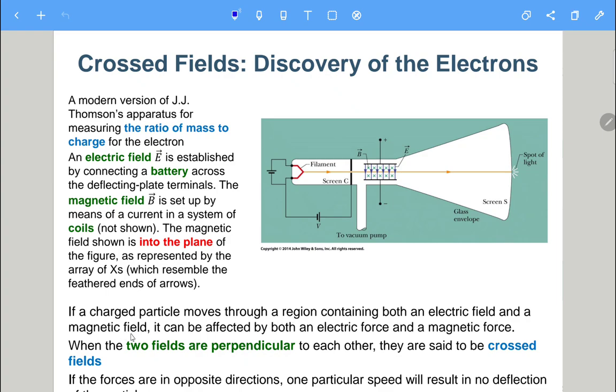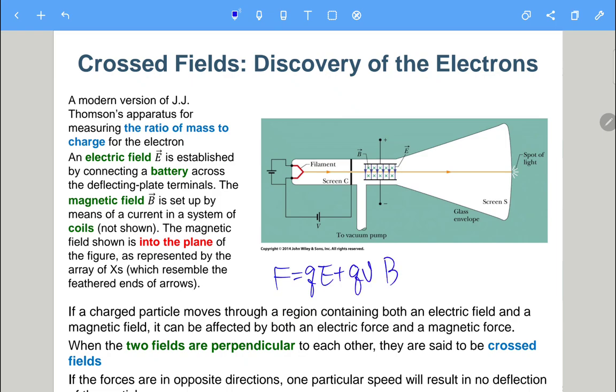So the charged particle moves through a region containing both an E field and a magnetic field. It can feel both electric force and magnetic force. In some hardcore physics, they will tell you that it is the electromagnetic force, rather than telling you this is electric force and that is magnetic force. Usually they will just combine them together, simply by F equals QE plus QvB.